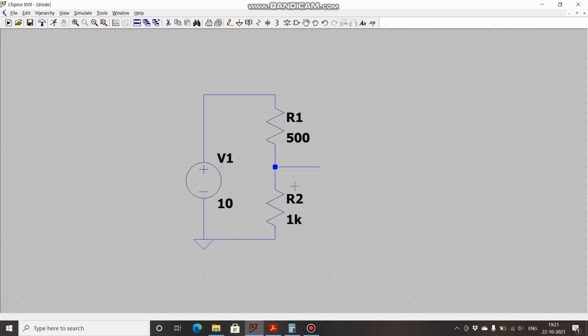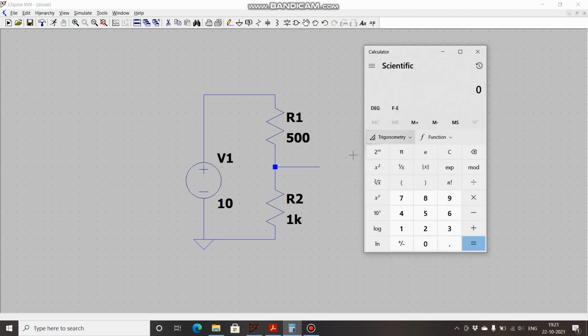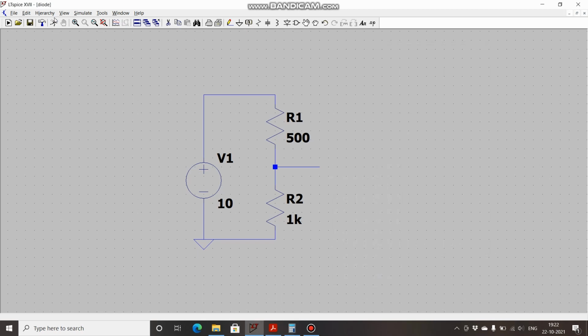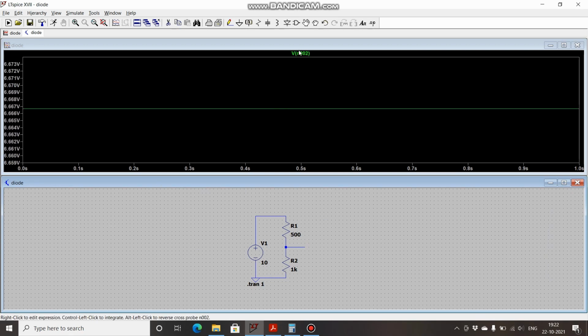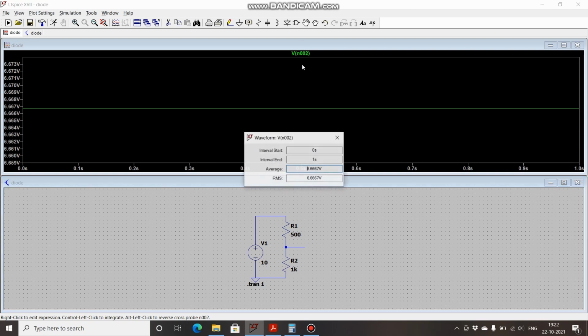So now if I ask to find out the voltage across this, rather than applying KVL, what you can do is simply 1000 into 10 upon 500 plus 1000. So if you do that, 1000 into 10 divided by 1500, what you get is 6.67 volts approx. So let's run this. I'll run for 1 second. So, see, 6.67 volts. To calculate this, hold the control key and click over here.